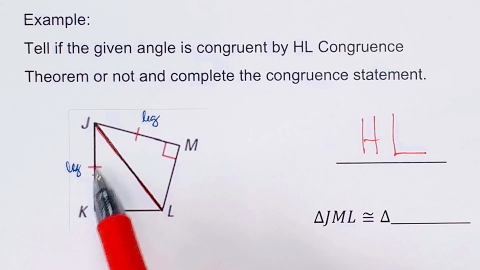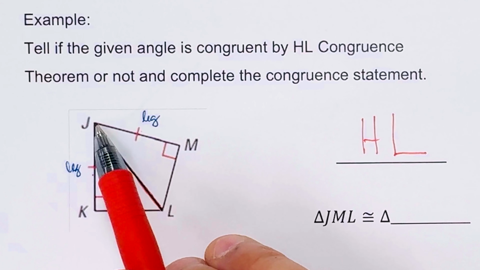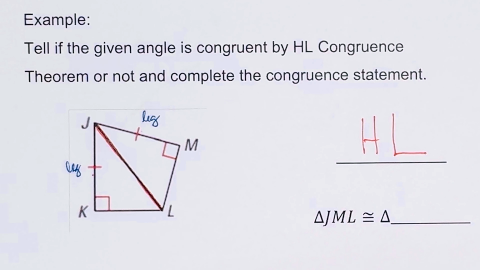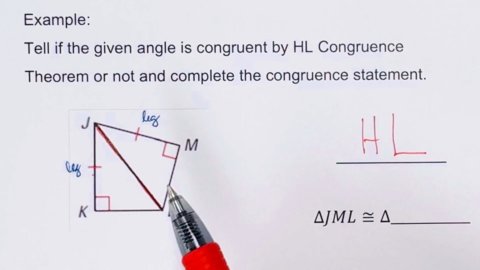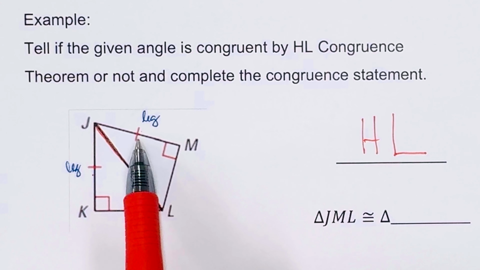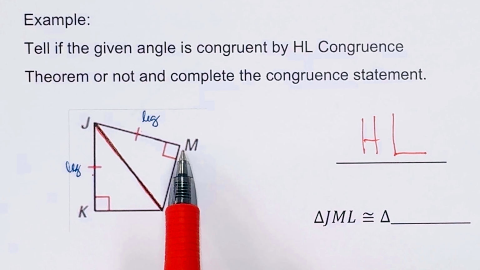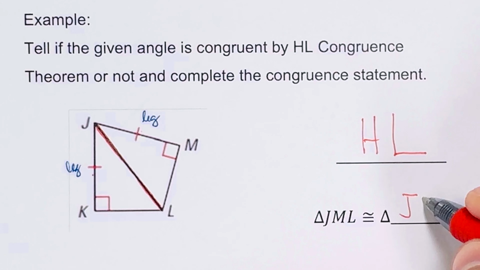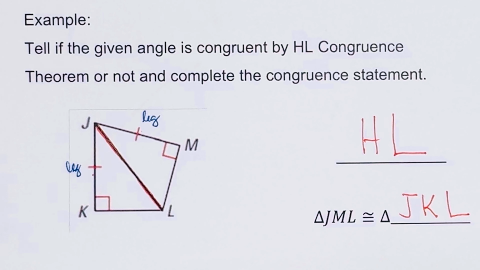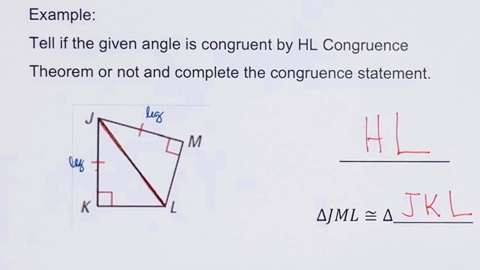Our legs have been labeled. The hypotenuse is shared by both of them. So that is HL. So let's find the congruent statement. JML. From J, I cross one tick mark, I go to M with a small square. So I start with J again, I go past one tick mark, I go to K, and then L. So that is JKL. Who got the same answer as this? Just raise your hand. Good. Let's have another example. It's pretty straightforward, yeah?